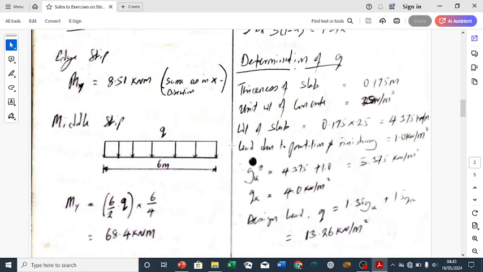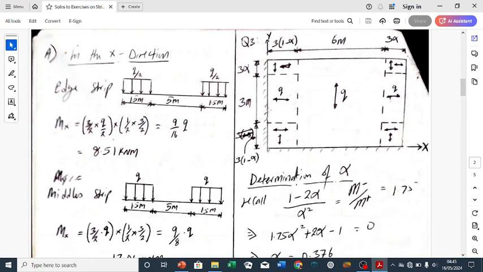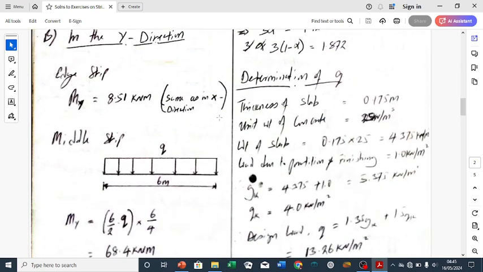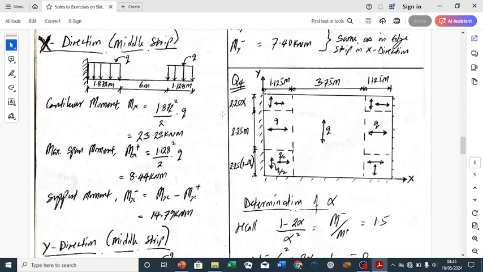Let's go to the diagram again. This is the middle strip in the X direction. So you have Q here, you have no load here, you have Q here. So similarly, we now have Q here, no load here, Q here. The distance is 1.872 and 1.128. So we are doing the same way.